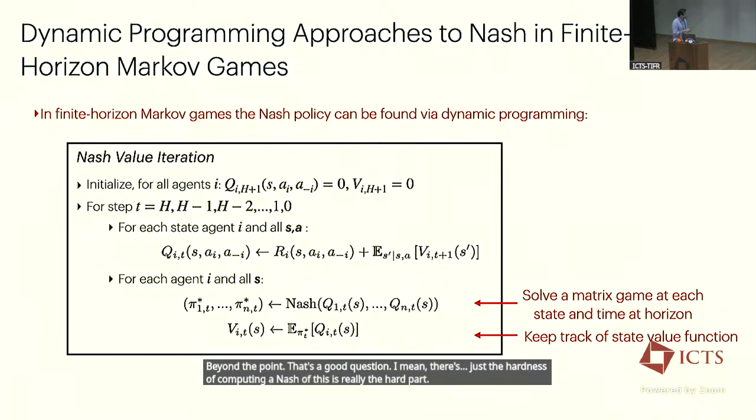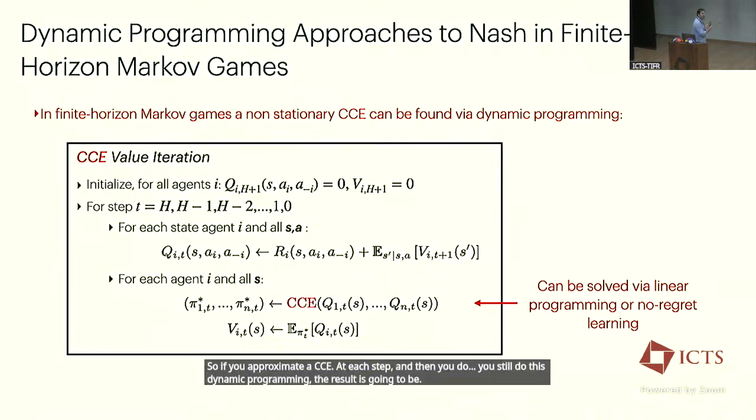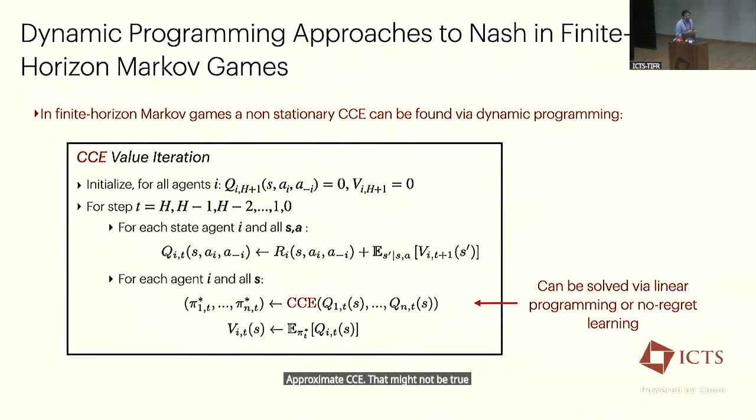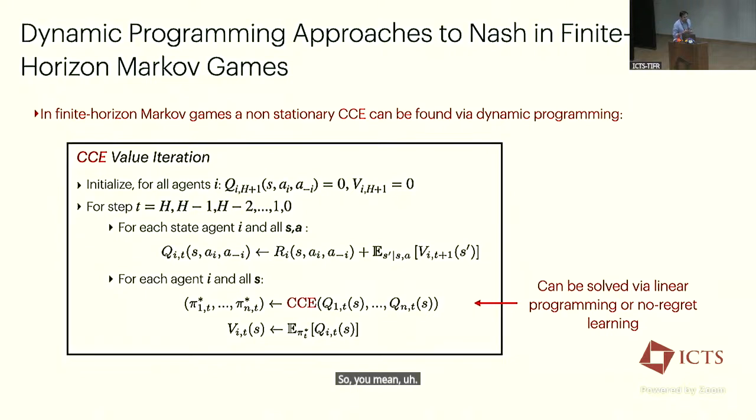part. If I go to the next slide, we're actually just going to replace this by a coarse correlated equilibrium, and then approximating a CCE is going to be fine all the way. So if you approximate a CCE at each step and then still do this dynamic programming, the result is going to be an approximate CCE. That might not be true about Nash, because Nash are very sensitive to perturbation. So you mean computing the Nash approximately is also hard? Yeah, beyond a point. I see. Yeah.